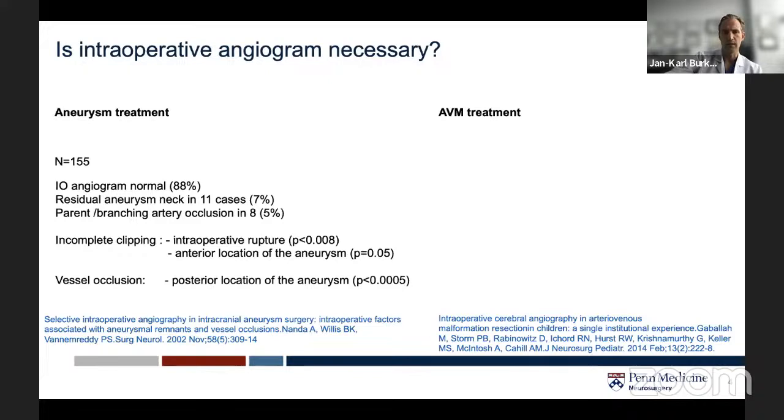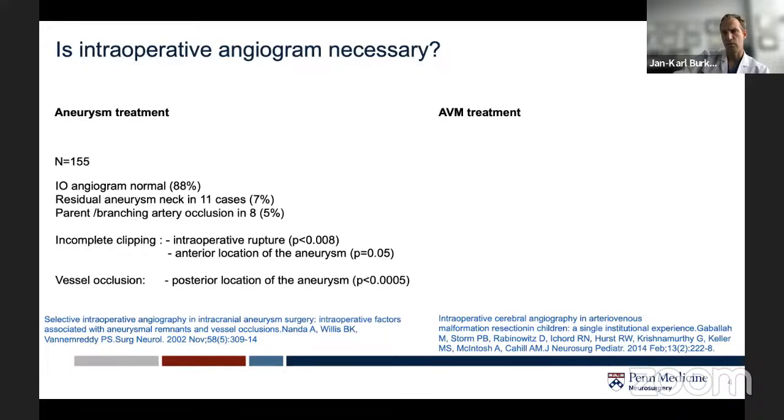As you can imagine, it's a stressful scenario and you quickly try to clip the aneurysm, or also anterior location of the aneurysm. Vessel occlusion was, as you can imagine, more in the posterior circulation. So for example, basilar artery clipping, or where you can't see maybe the back end of the parent vessel. So really in deeper locations and in aneurysms, and I'm going to show a few examples later, where you don't have a full 360 degree view of your neck, it can be very helpful.